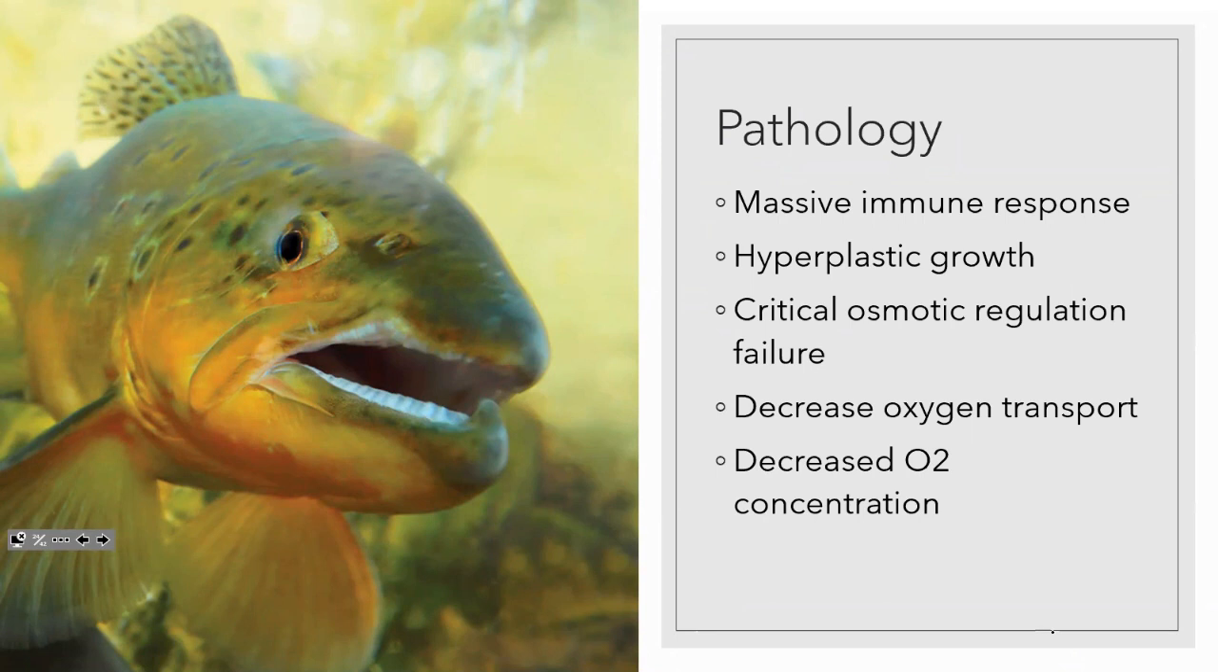There is a critical osmotic regulation failure, which of course occurs in the kidneys. So the fish go through kidney failure. They are unable to clean their blood and pass out contaminants through their urine. There is a decrease in oxygen transport. That's because the presence of the parasite leads to a decrease in the chemical that facilitates the production of new red blood cells, and there's a decreased oxygen concentration within the blood of the fish. Of course, this spells disaster for many fish.